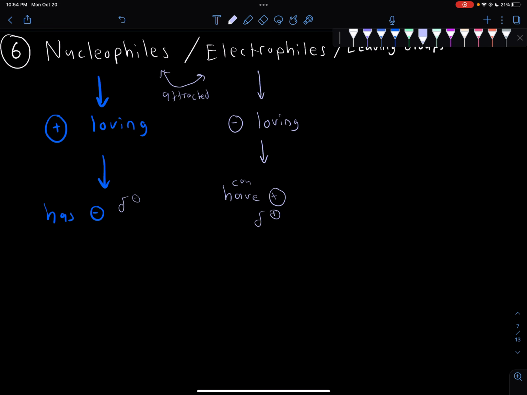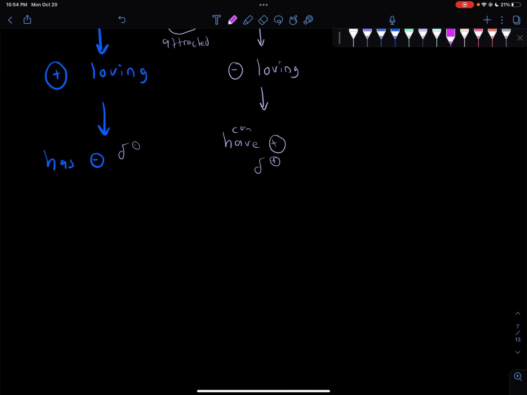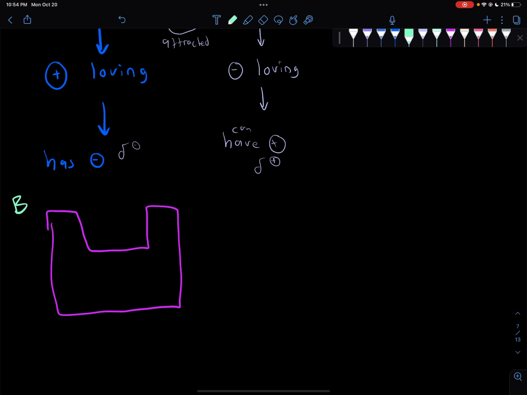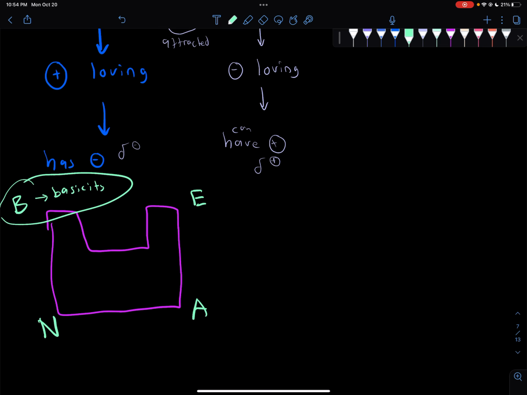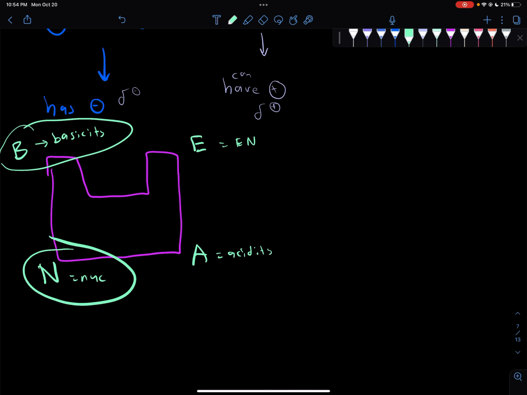Now, when it comes to nucleophilicity, let's draw a periodic table. Remember this mnemonic forever, okay? BEAN. B stands for basicity. This is actually going to be important for elimination, so I'm going to circle this. It's a good one to know. E is just electronegativity. This one you should know. A is acidity. And then N is nucleophilicity. So I'm going to circle this one too, right? If you know these two trends, you're chilling for some of these ranking questions.